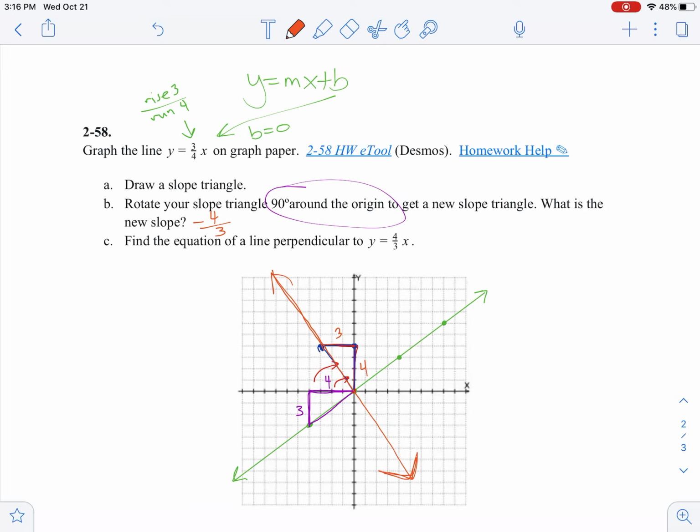All right, part C. Find the equation of the line perpendicular to y equals 4/3 x. Are those supposed to be switched? Sorry about that. Let me just double check your ebook really quick.